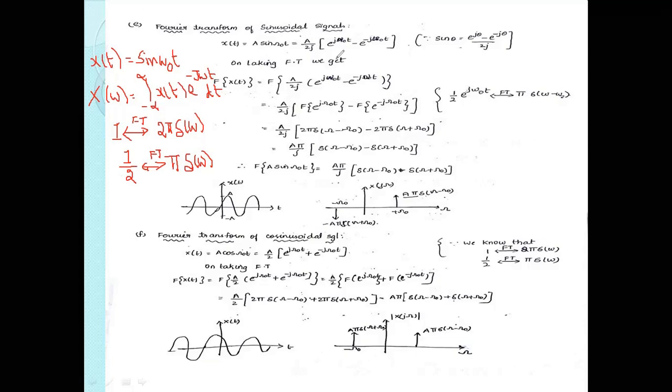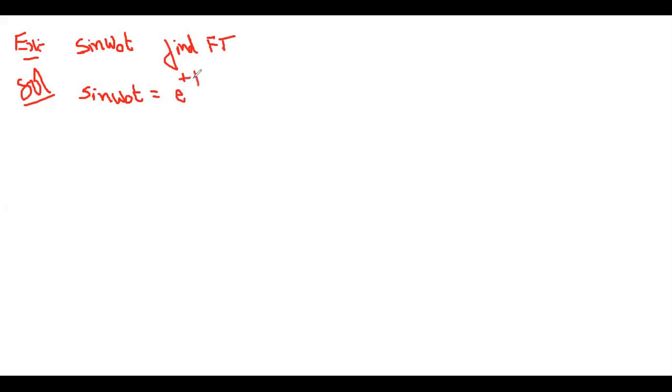So I will explain this on the whiteboard. Let's take x of t as sine omega naught t, and find the Fourier transformation. The sine omega naught t can be written in terms of exponentials: e power plus j omega naught t minus e power minus j omega naught t, divided by 2j. The sinusoidal function can be expressed in exponential form.